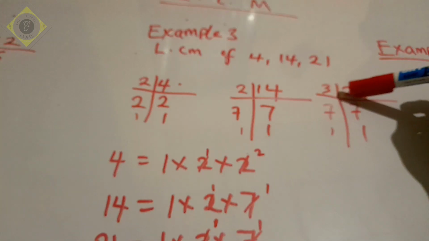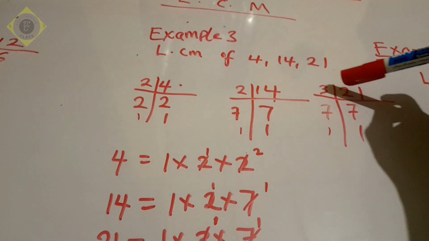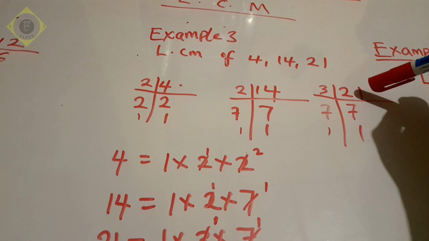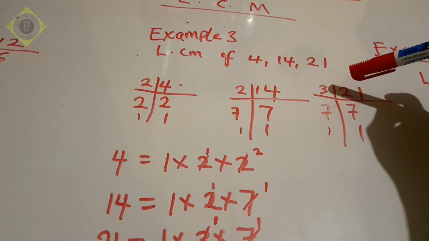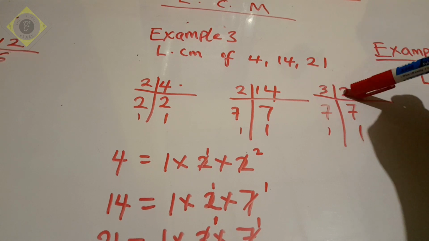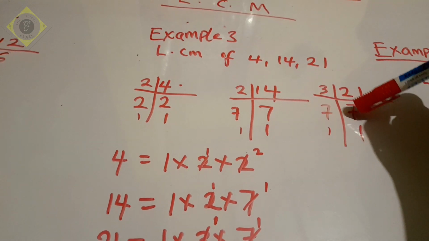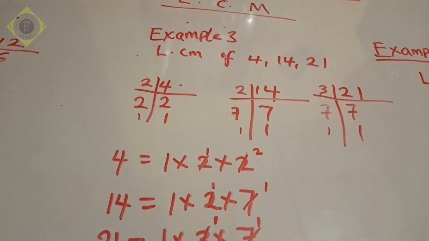Then, this is the next number, 21. 2 cannot go in 21 because 21 is an odd number. So we'll go to 3, the next prime number. 3 can go in 21. 21 divided by 3 gives you 7. Then 7 divided by 7 gives you 1.